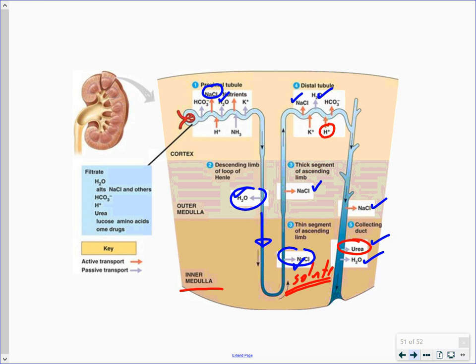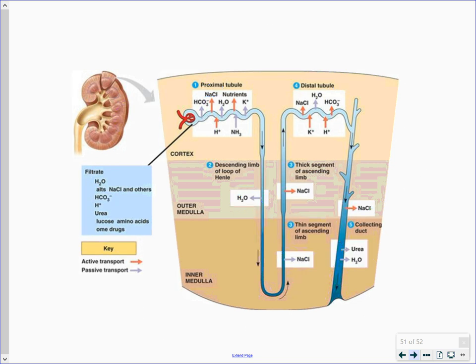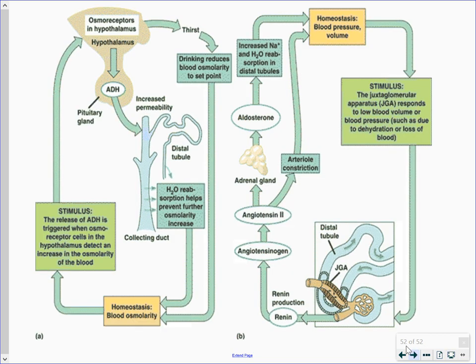But eventually that urea will end up as part of the filtrate and will be excreted through the urine. Now, all of this does not happen without some hormonal signals that are going to be telling your nephrons to absorb, especially the water, and also regulate some of the salts as well, the potassium, the sodium, and the chloride.